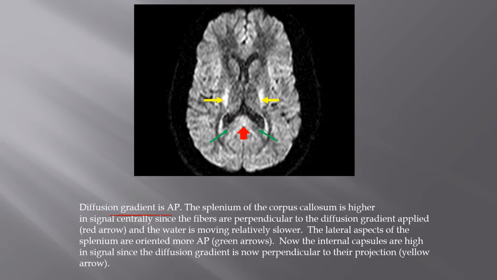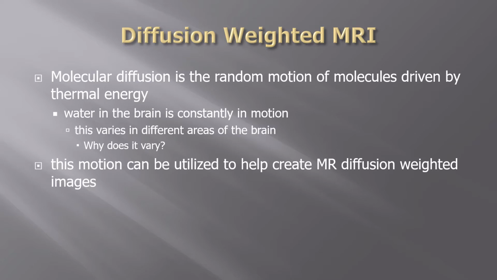And with this AP gradient, the posterior internal capsule fibers are going more craniocaudal. So here where you're going AP, you can see they get bright because now you're applying the diffusion gradient in a direction where the water is moving perpendicular to the main white matter fiber tract.